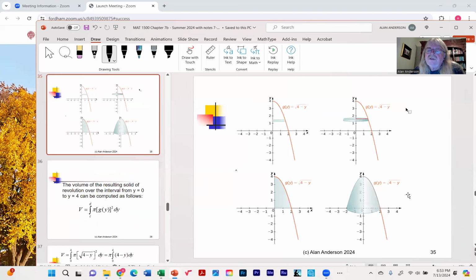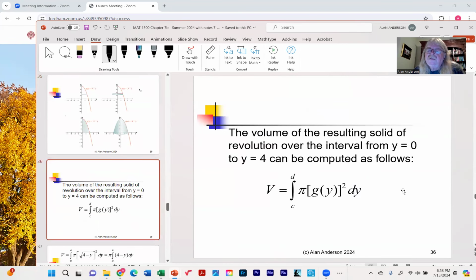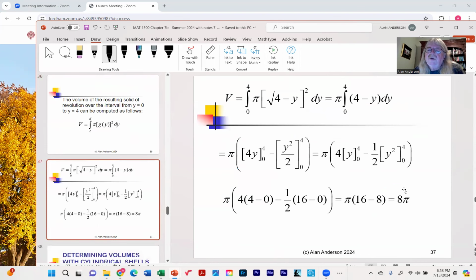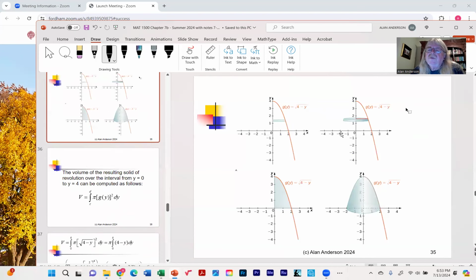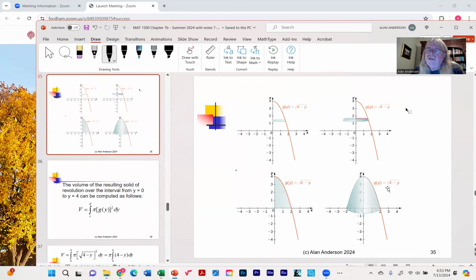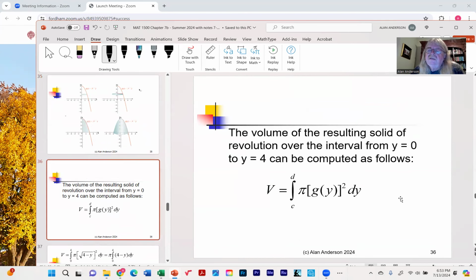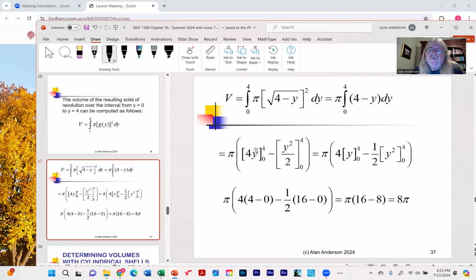And if we're only interested in the area from 0 to 4, we replace g of y with radical 4 minus y. That's the function that bounds the curve. And then again, the rest is just going ahead and calculating a traditional definite integral from 0 to 4 in terms of y. And when you go through all the steps, you'll see that ultimately you end up with 8 pi.